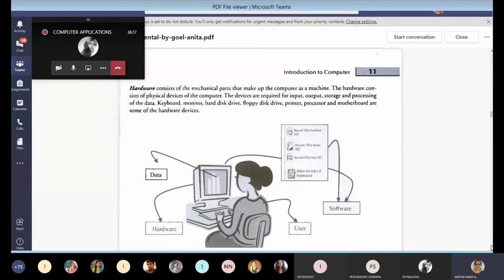Okay, so these are the four types of computers, or the classification of computers. I'll just tell you the four things again, just briefly.